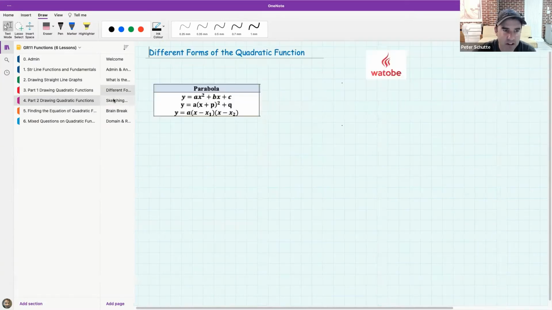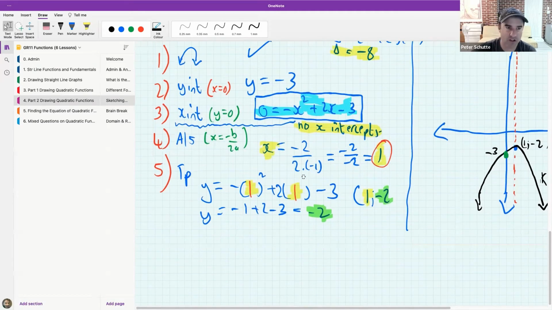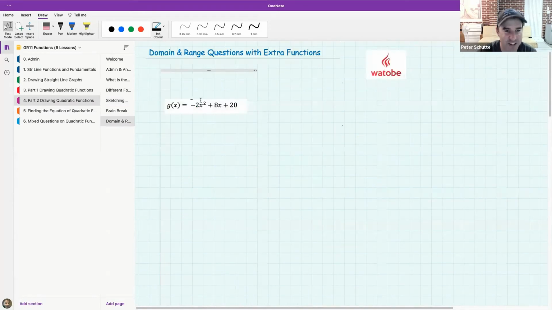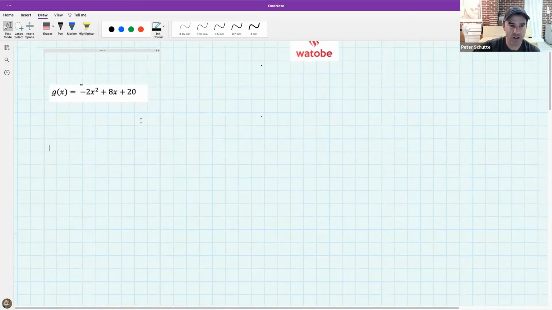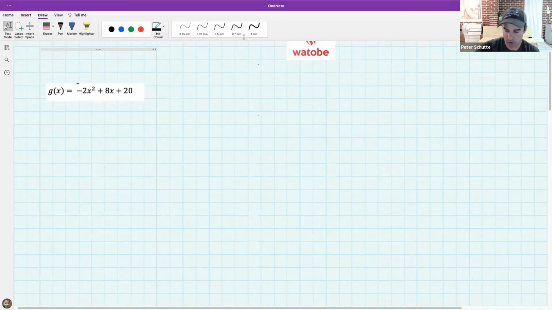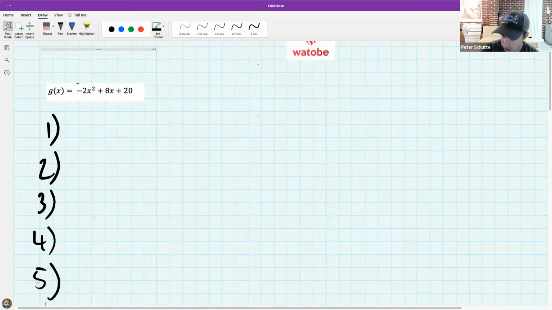Let's get back to sketching. I want to spend some quality time with this sketching. What I want to do is I want you to do the 5 steps for this parabola. Once you've done the 5 steps, we will try and draw them. But I want you to put your answers for the 5 steps as we go. Okay, over to you guys.